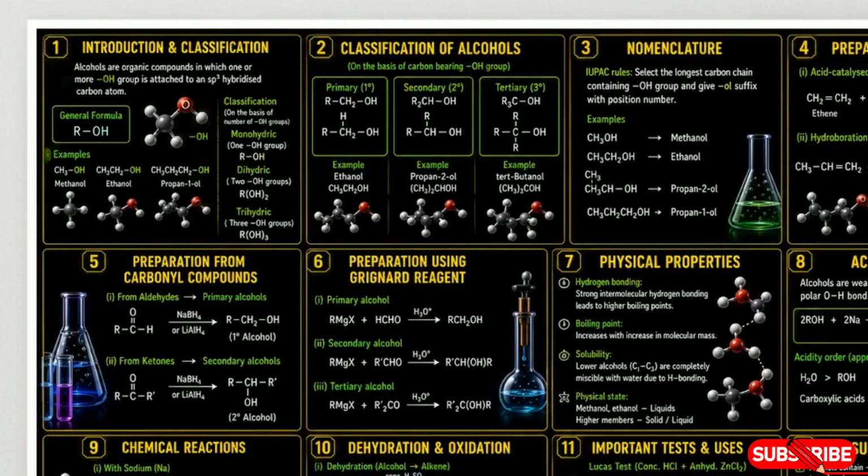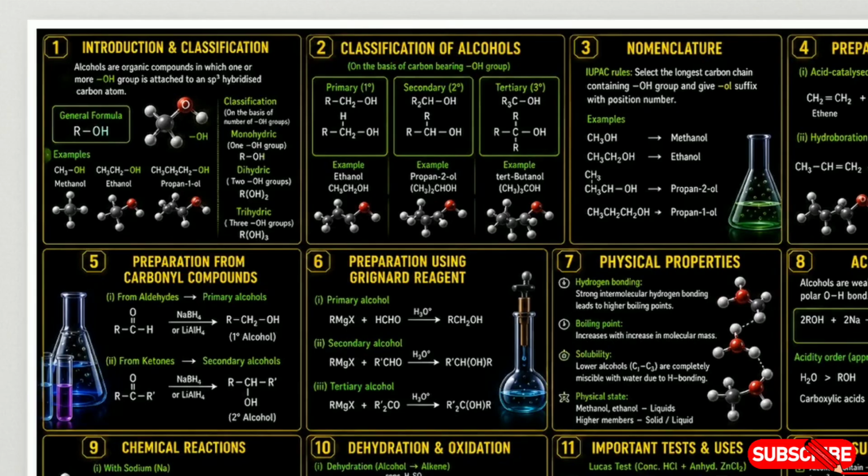Looking at these structural formulas, the exact placement of this OH group dictates the molecule's specific identity. A primary alcohol has the OH attached to a carbon bonded to one other group, a secondary connects to 2, and a tertiary is crowded by 3.